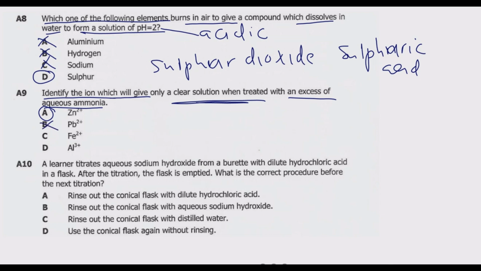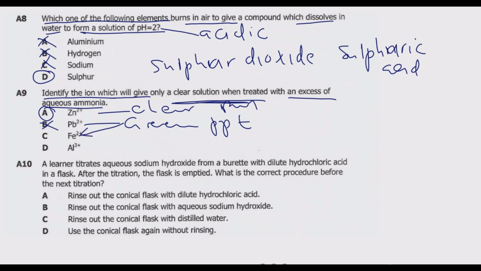Then if you look at iron 2, basically it is going to form a green precipitate under normal ammonia. Then in excess, this precipitate will still remain insoluble. So this is a green precipitate. Then this is clear precipitate in excess. Then this is for iron.